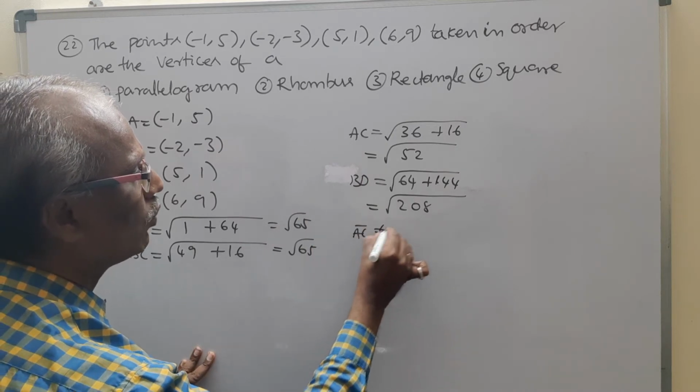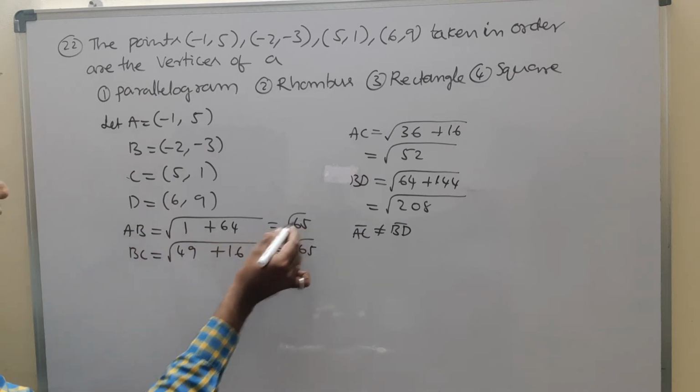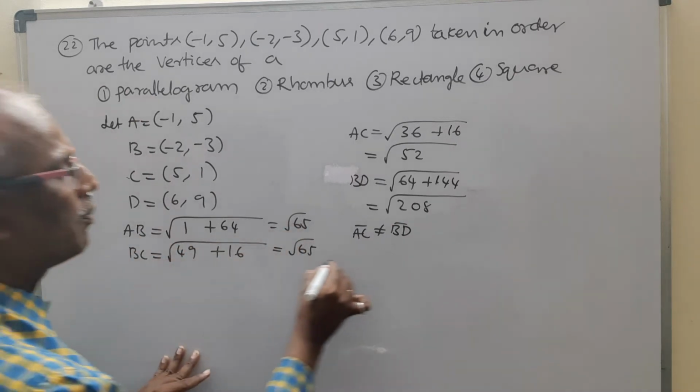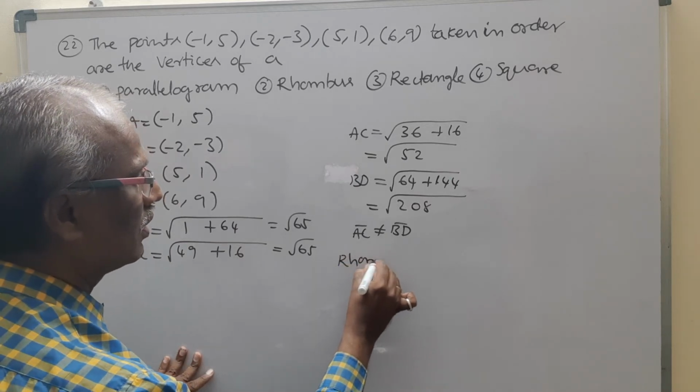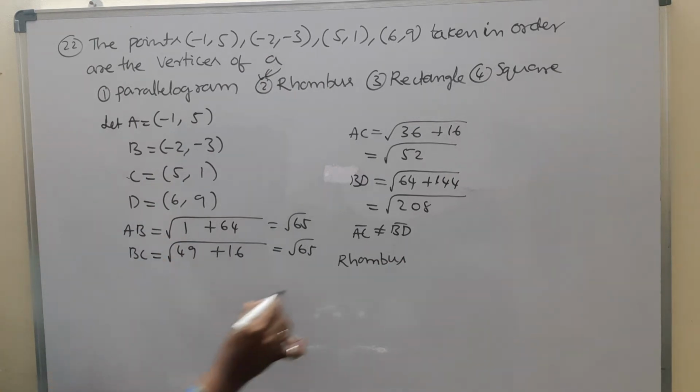AC does not equal BD, but the adjacent sides are equal. AB length root 65, BC length root 65. Then the quadrilateral is a rhombus. Rhombus is the correct answer. The second option is the correct answer: rhombus.